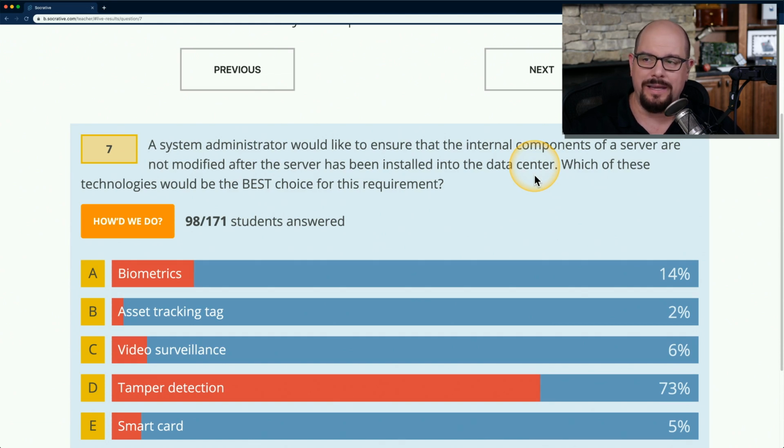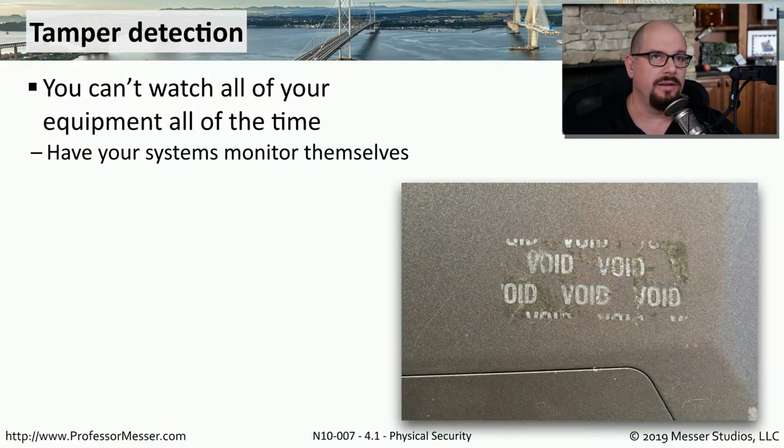How can you really ensure that? Let's go through each one of these and try to figure out what it is. The 73% of you said tamper detection. Tamper detection means that you are going to put some type of either a physical or digital method of identifying when that particular device has been tampered with.